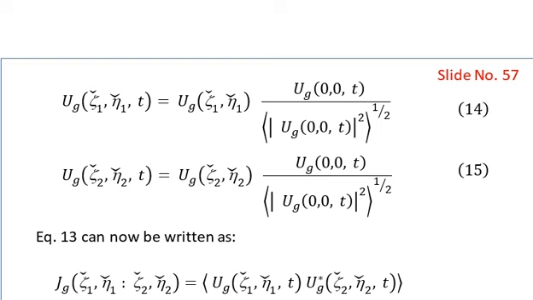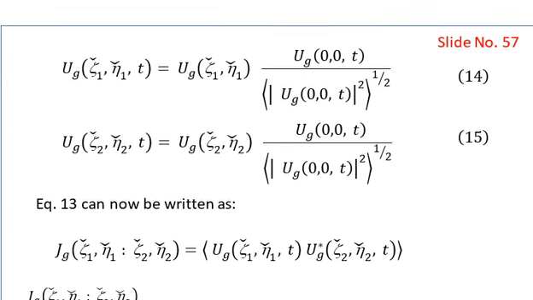In equation 14, on the left hand side we have UG as a function of zeta 1, eta 1 and time, which is equal to the spatial part of the phasor at that point, that is UG of zeta 1 and eta 1, multiplied by the time dependent part of the phasor taken from the reference, that is UG of 0, 0, t, and divided by a normalization constant, which is the square root of the time average of the absolute value of the phasor at the origin.